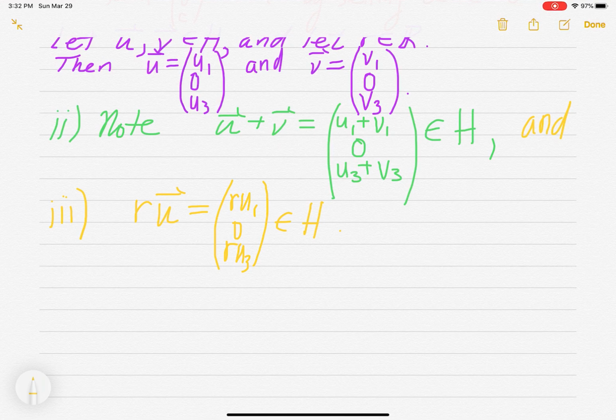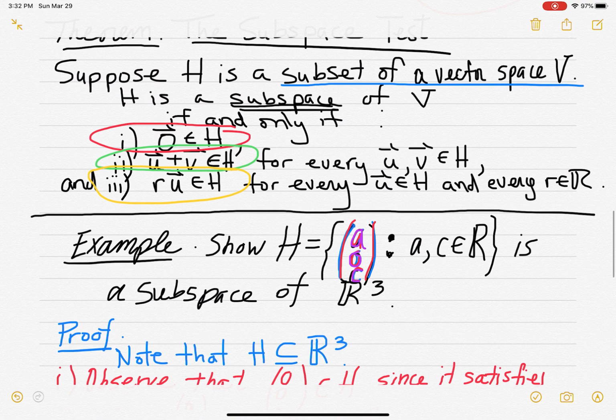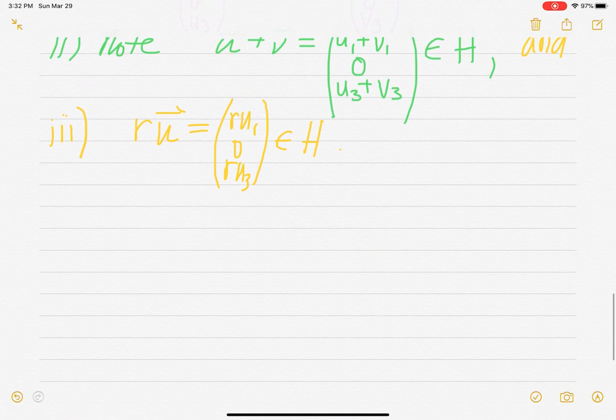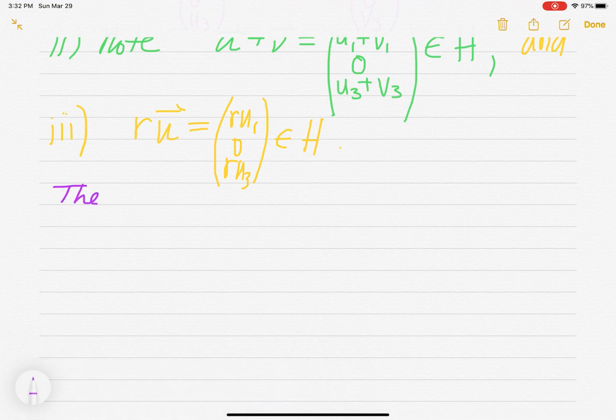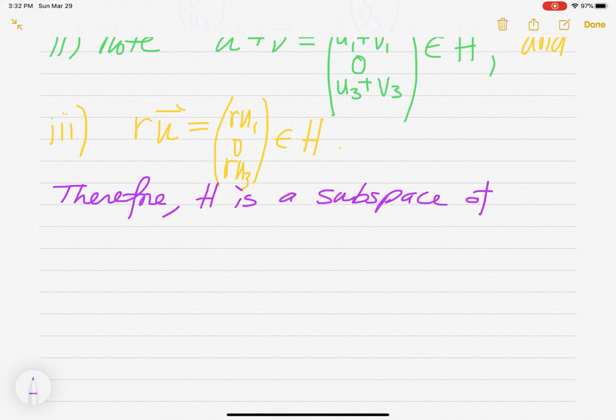So what we can do now, since we've satisfied all 3 criteria, is say therefore, H is a subspace of R3, the vector space R3. And that's exactly how you would prove that a set is a subspace of a vector space using the subspace test. The subspace test.